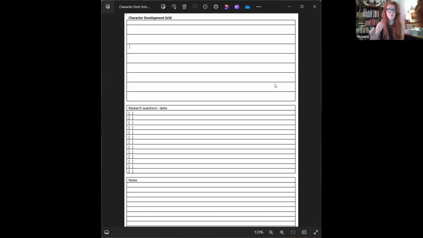Now, this is just my worksheet. Take the idea and adapt it to yourself for whatever works for you. But here's how I do it. Give me 1 second and I'm going to share my screen. So what you're looking at is what I call my character development grid. It is a very simple 3-part worksheet.